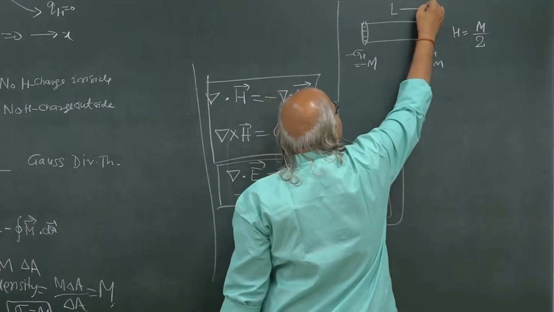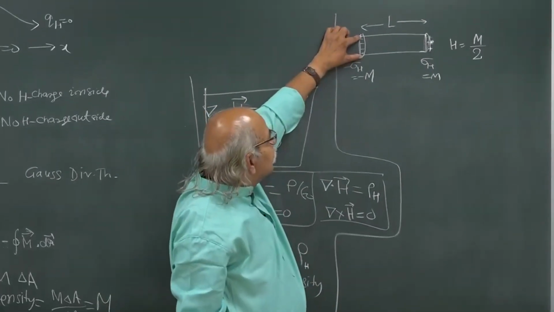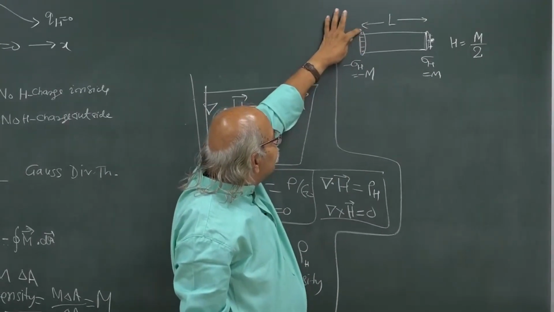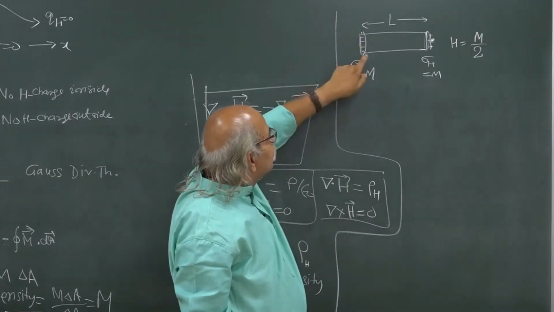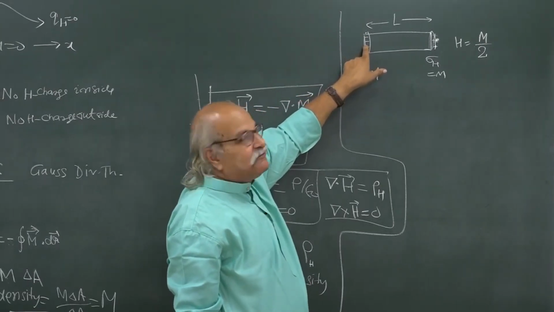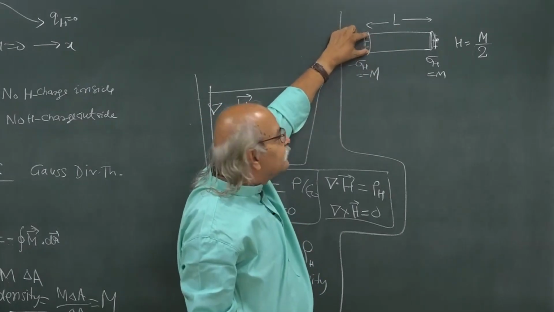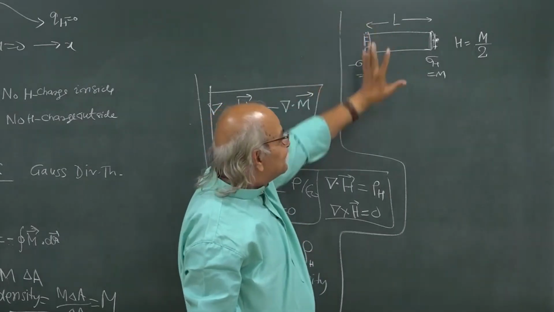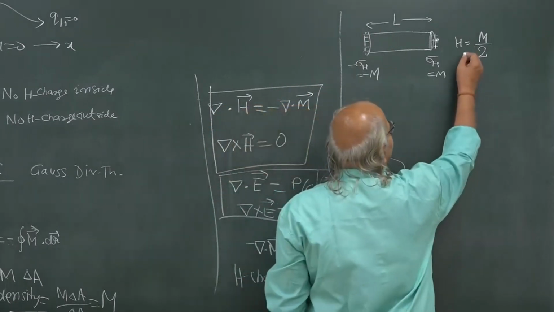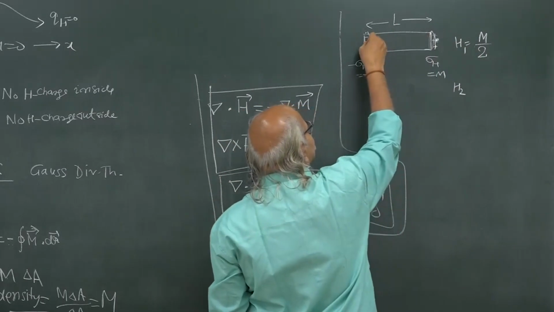If this length is L and this is the area, on this area this H charge is distributed with a negative sign. So if this capital L is large as compared to this width here, at least we can write a simple expression, and this is H1 and H2: because of this H1, this is because of this H2.